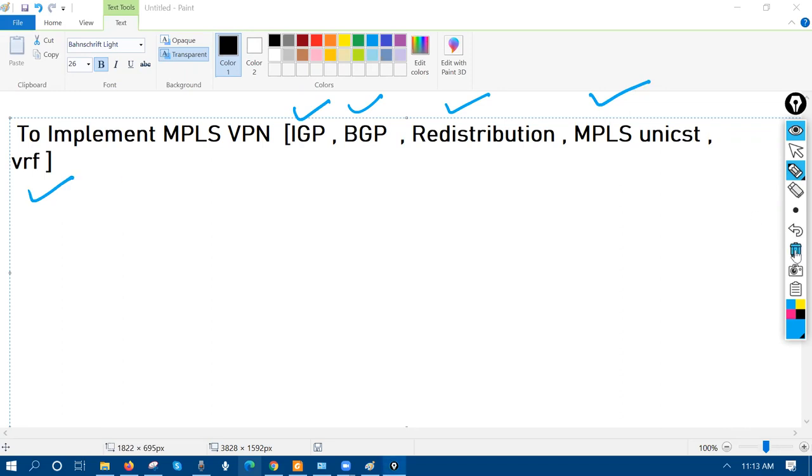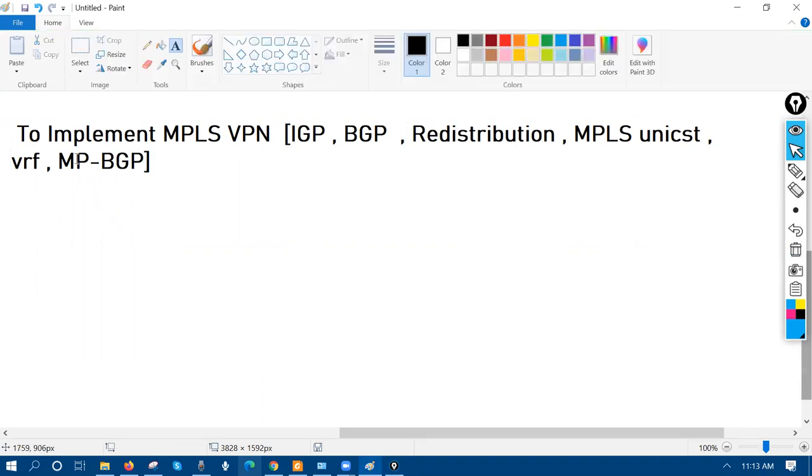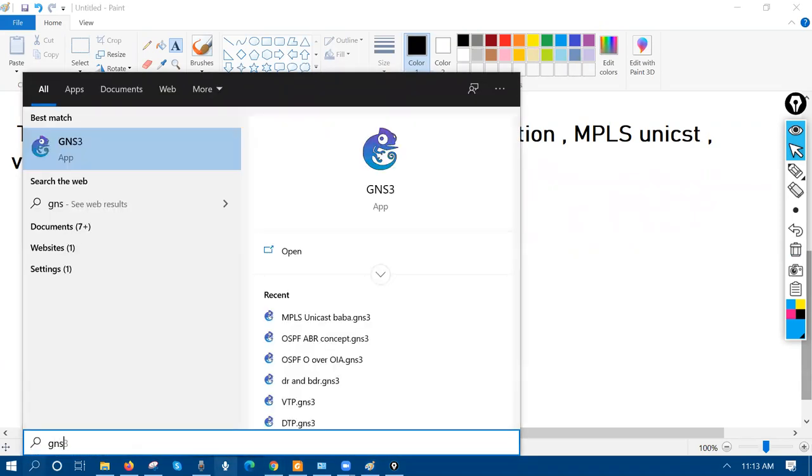So MPLS VPN is a combination of all those things, and one more thing, MP-BGP. We didn't look at that part; we're going to discuss it today. Don't worry. Let me open my GNS screen.